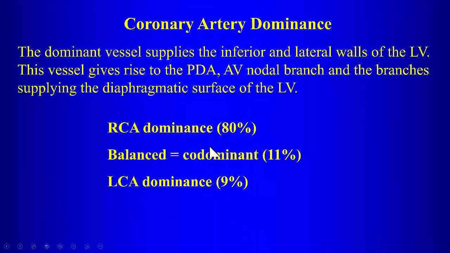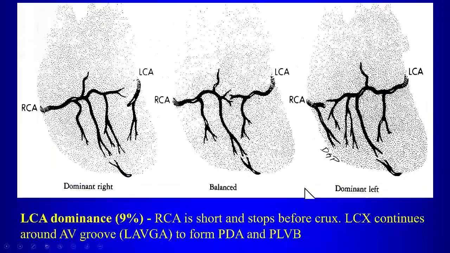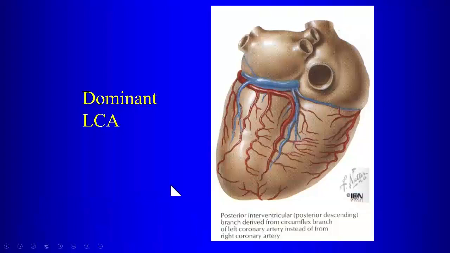So in most cases, the right coronary artery is dominant, 80%. You can have a balanced or codominant system in about 11%, and then left coronary artery dominance occurs in about 9%. Right coronary artery dominance is most common, so the right coronary artery comes all the way around to give you the PDA and continues to supply the posterior wall of the left ventricle. When we have a balanced or codominant system, the right coronary artery ends at the PDA, and the circumflex continues around to supply the posterior wall of the left ventricle. And when you have left coronary artery dominance, you will have the left coronary artery going around to supply the posterior wall and to give you the PDA. So that's left coronary artery dominance.